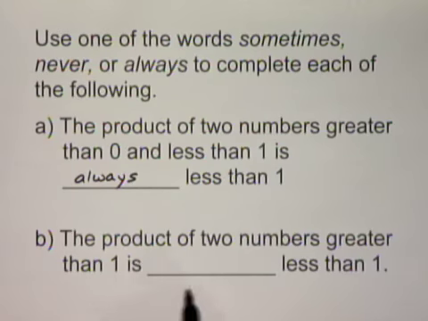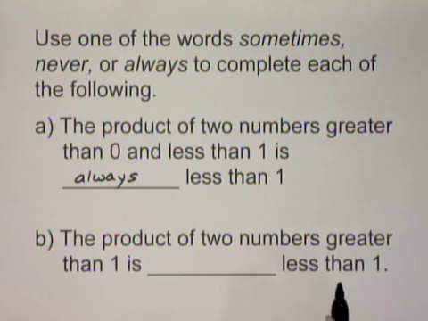Next we have the product of two numbers greater than 1 is sometimes, never, or always less than 1. Okay, this time we have two numbers greater than 1. We're multiplying two numbers greater than 1. There isn't any way that that product can be less than 1.